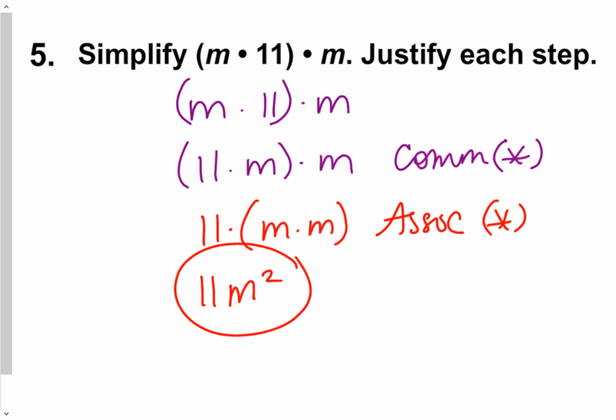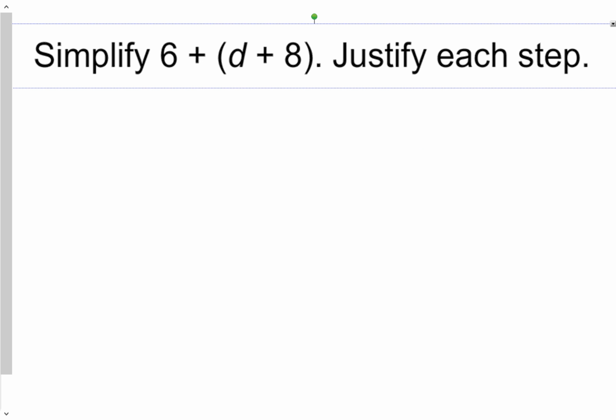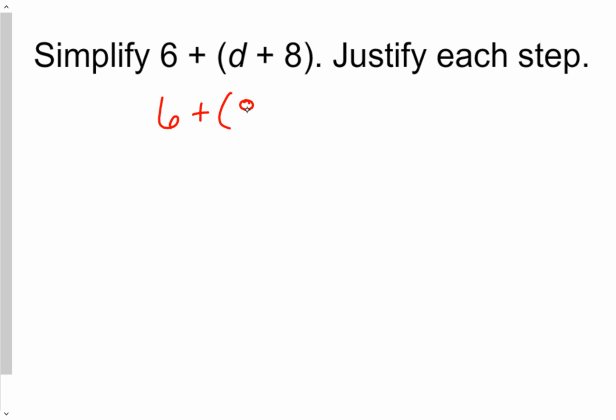I'm going to give 2 more examples just to practice these skills. So we've got 6 plus d plus 8. Again, I want to combine things that are the same. So I notice that 6 and 8 are both numbers, and I want to put them next to each other. So I switched the order of them. The commutative property says I can do that.